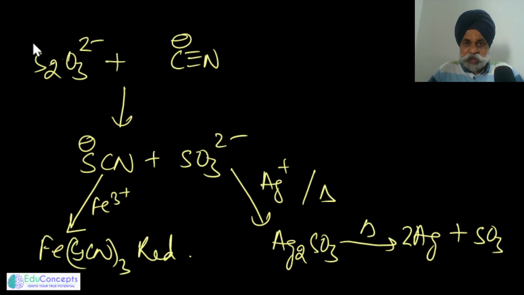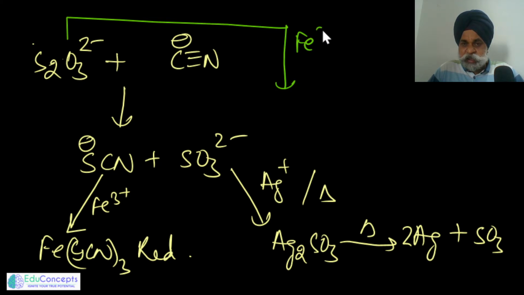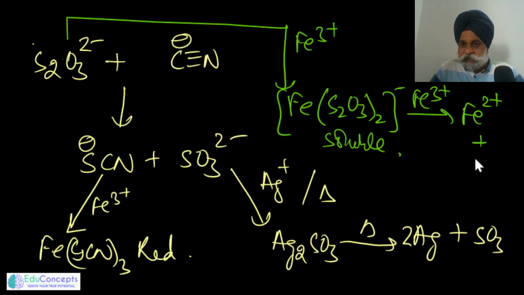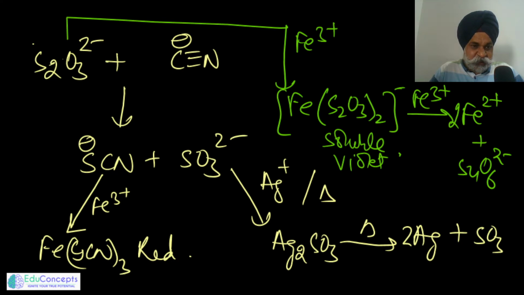Now what is the fate if this is directly treated with ferric ions? You would get a soluble complex of this type, which is violet in color, and which in the presence of Fe3+ easily decomposes to Fe2+, giving you tetrathionate ion. This also you should keep in mind. You get a tetrathionate ion during this reaction. Let me show you in the next slide what I am referring to.